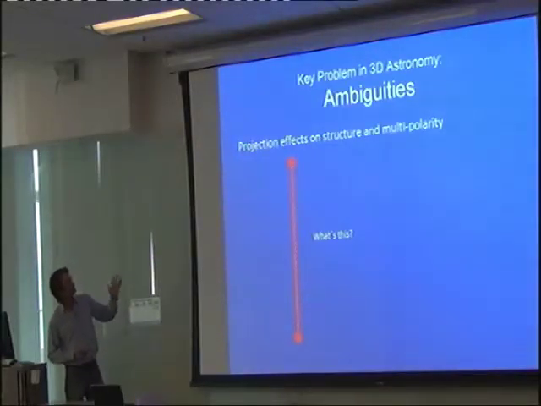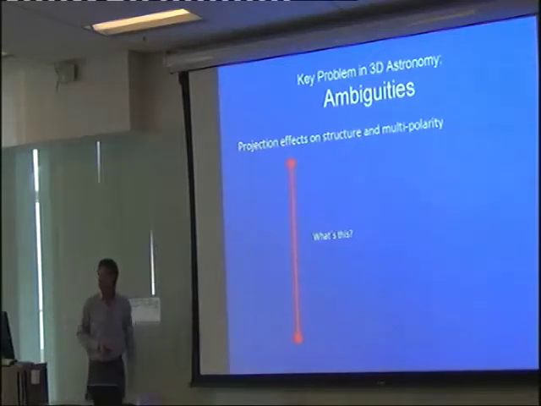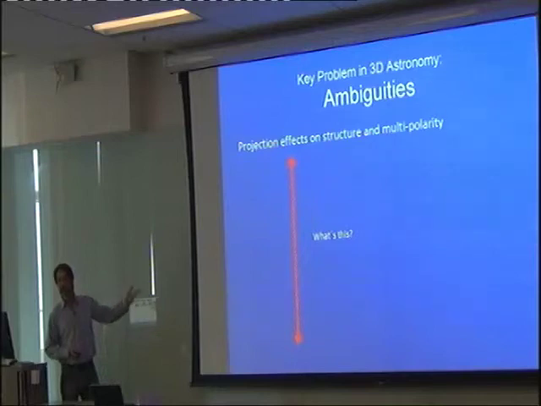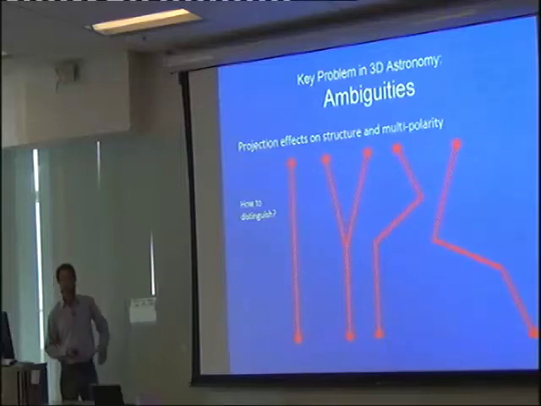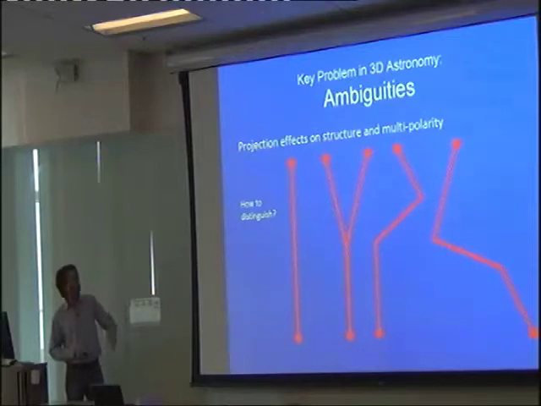Now, for astronomy, we have a few key problems. What is this? It's a straight line with two blobs at the end. Is that true? All these three other objects, if you look from here, they just look the same. Right? So there are ambiguities. How do we find out the third dimension along the side? That's the problem.